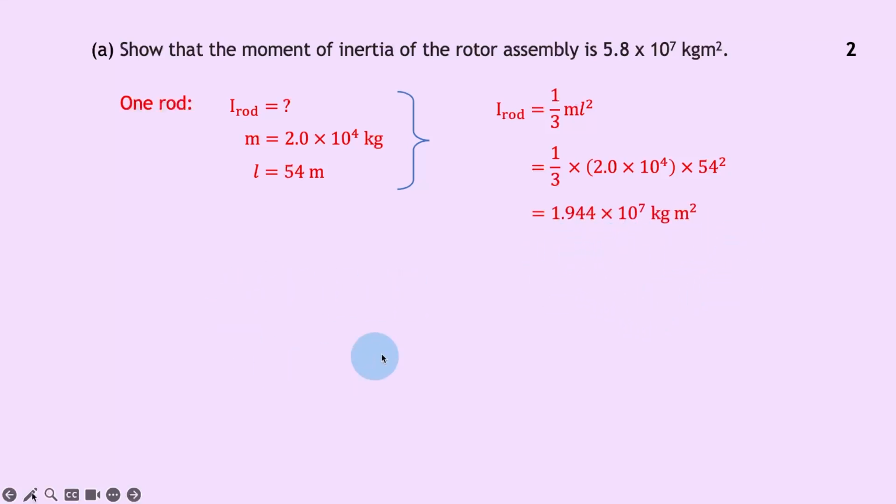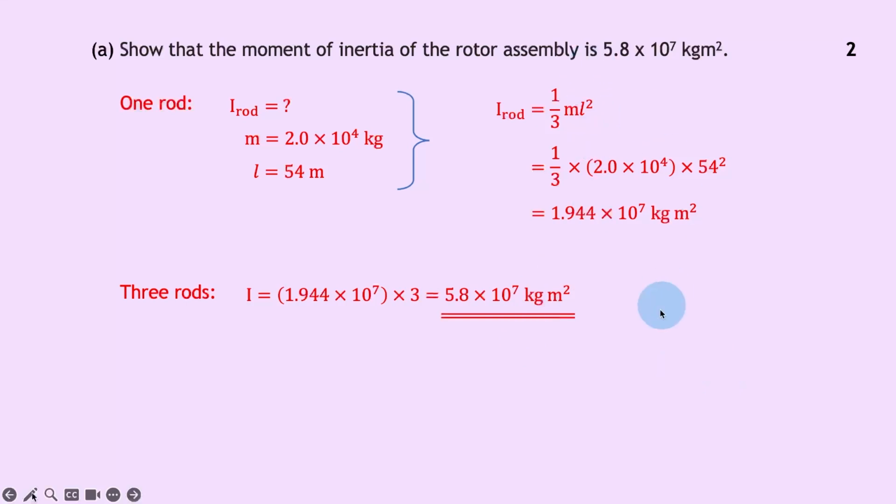But remember, there's 3 rods as part of this rotor assembly, so we could say that for 3 rods, the total moment of inertia I is equal to the moment of inertia of one of the rods times by 3. So we have 1.944 times 10 to the 7 times 3, and if you put that into your calculator, you should get an answer of 5.8 times 10 to the 7 kilogram meter squared, which we were asked to show.